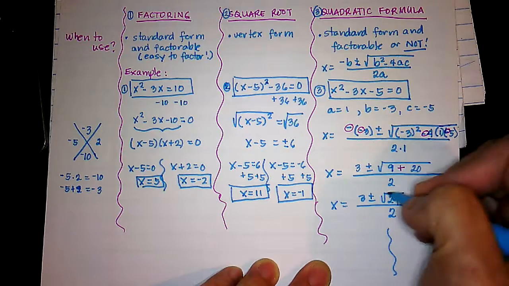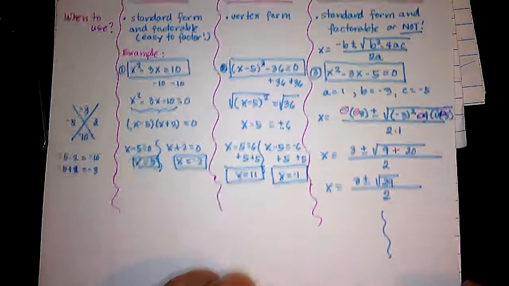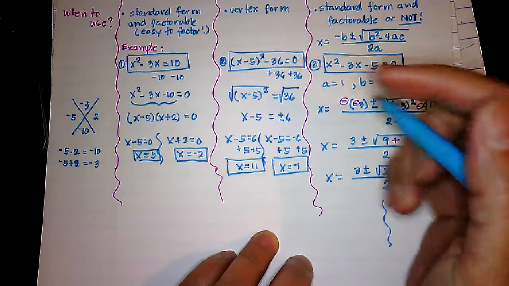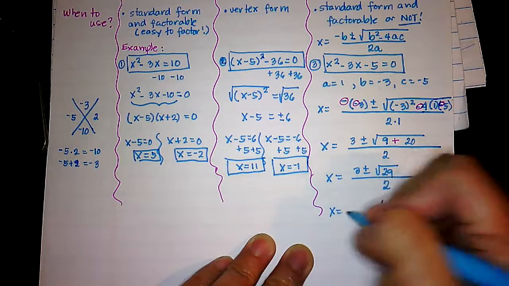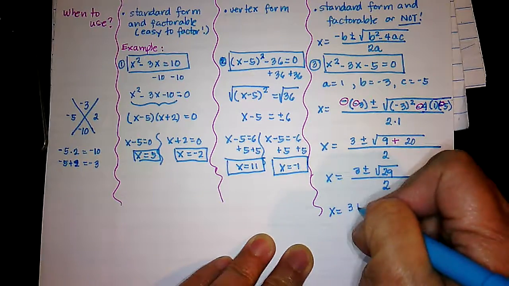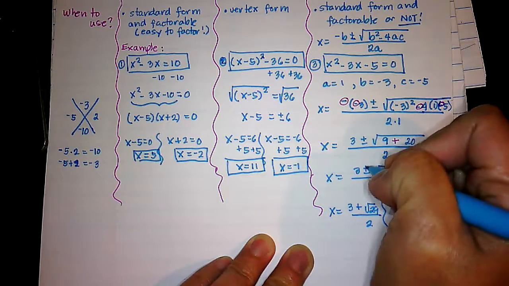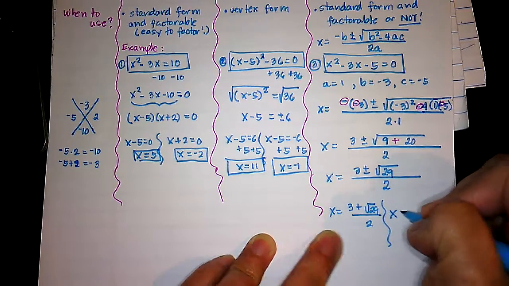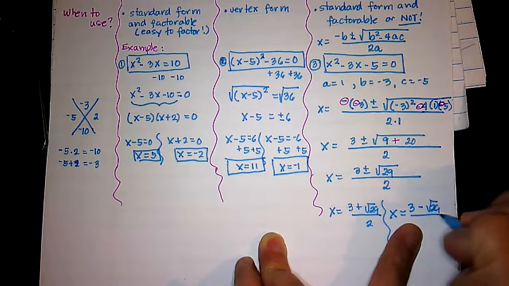Now, do I need to solve for the square root of 29? You don't have to, but if you want to, you can. However, I'm just going to leave it in a radical sign since it's not a perfect square. So 3 plus the square root of 29 over 2. That's one of the answers because it's plus. The other answer would be 3 minus the square root of 29 over 2.